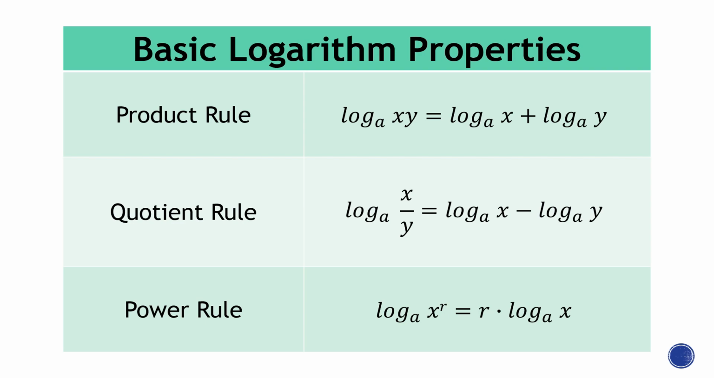So the product rule states that if we have the logarithm of xy base a, that equals log x base a plus log y base a. Now for the quotient rule, if we have the logarithm of x over y, or x divided by y, base a, that equals log x base a minus log y base a. Now for the power rule, if we have the logarithm of x raised to r base a, that equals r, which is the exponent of your x, times the logarithm of x base a.